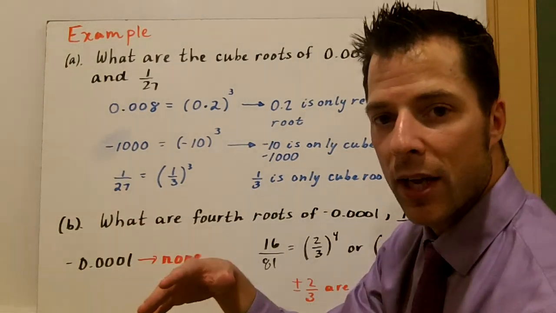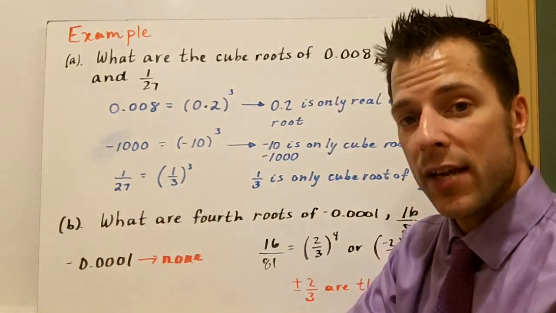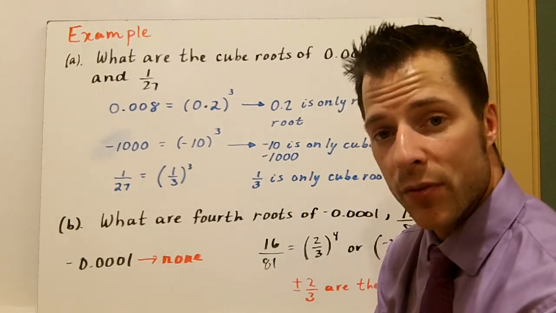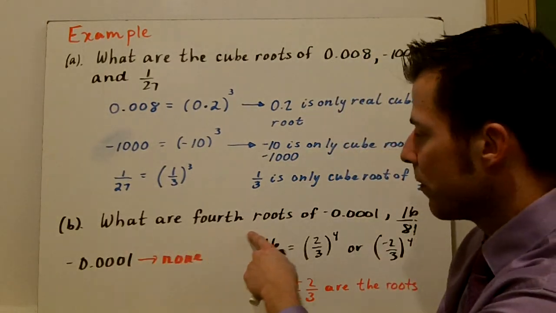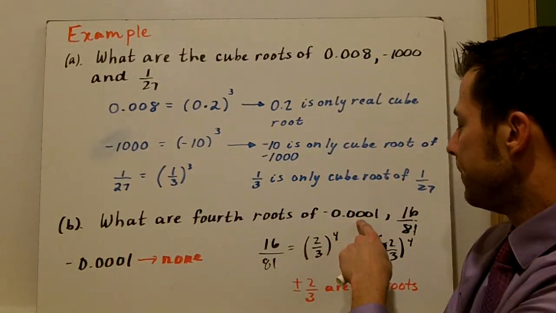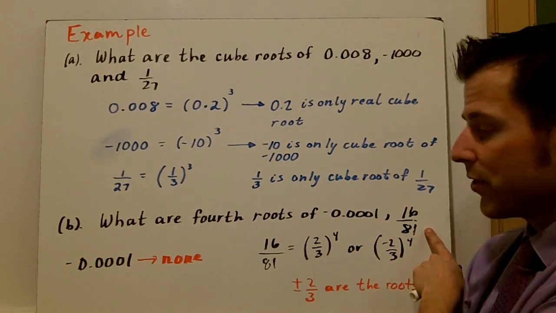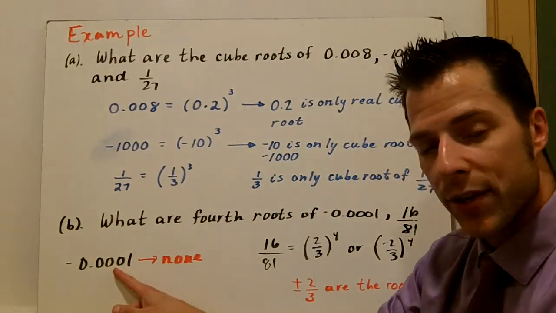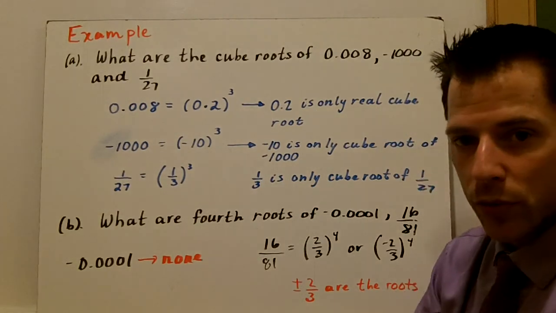And that goes back to helping us out with the previous slide: when you have an a value and an n value, you can see what types of roots you can have. Part B is really the same thing. What are the fourth roots of -0.0001 and 16/81? Well, this first one's not possible because you have a negative a value and you're looking at an even power. There are no real roots there.